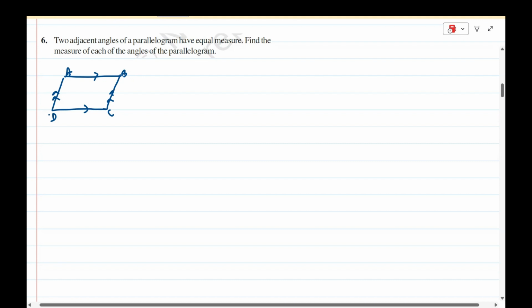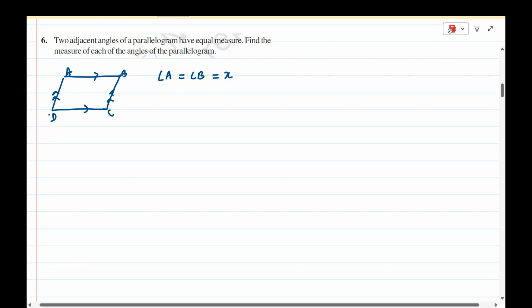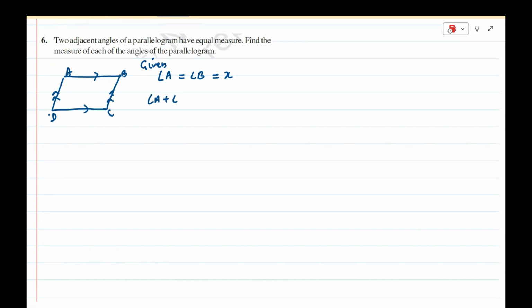So suppose I'm taking A and B. They said two angles of a parallelogram have equal measure, means angle A is equal to angle B. Find the measure of each angle of the parallelogram. So let's say these two are equal and x, correct? Given. This is given. We know the sum of adjacent angles are supplementary, right? So it is 180 degrees.